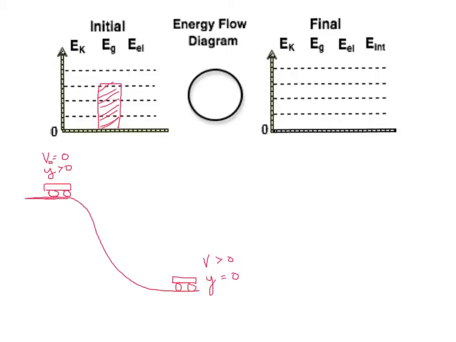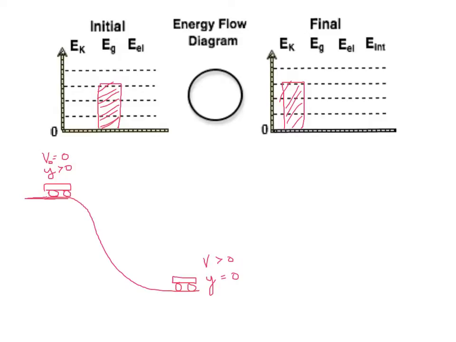Now, we have to look at the final, because down here we see that we have no y height anymore, but we do have a velocity value that's greater than 0. So the logical thing to do would be to say that all of the gravitational energy we had over here, all 3 blocks, is now energy kinetic. And so then you could do this and be done.